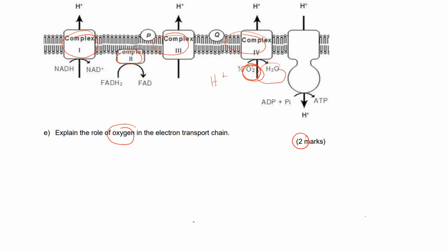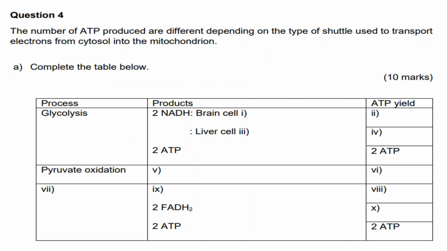So that is for the 2 marks. The first mark: oxygen as the final electron acceptor. The second mark is you mentioned it is the most electronegative molecule compared to the other electron carriers of the electron transport chain. Question number 4.